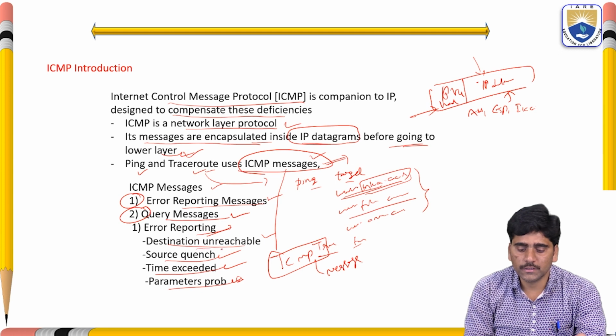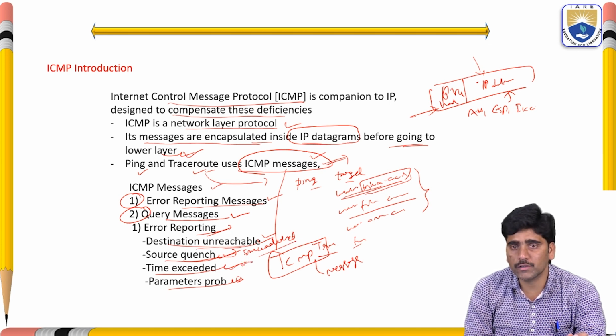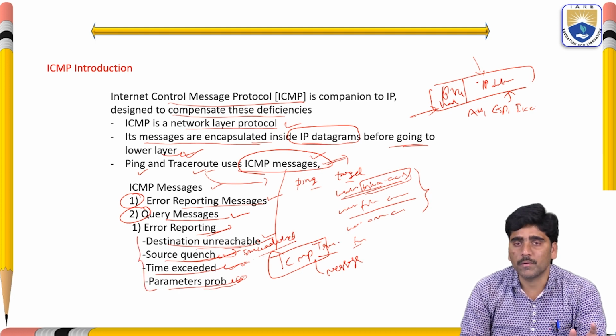Destination unreachable is one type of error reporting message. Source quench means the source is not found or the source address is not valid. And time exceeded means the time you are trying to contact the target system has expired. And then parameter problems. These are all error reporting messages.